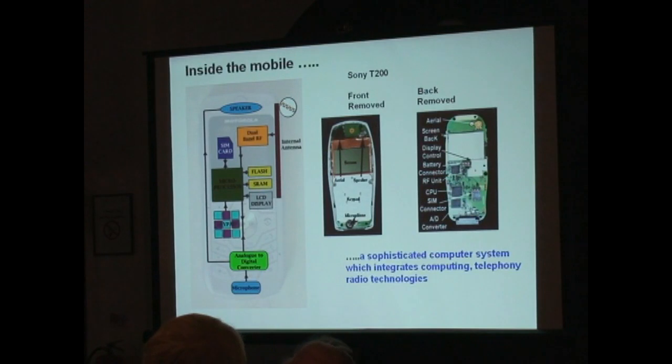I don't recommend you take them apart. We take some apart up at the universities, but they're only for demonstration purposes. This is what's inside a typical mobile. That's the Sony T200, a little bit dated now. But you only have to analyse the block diagram to see that what's inside today's mobile is a very sophisticated computer system that is integrating all these technologies that we've been talking about: computer systems, telephone systems, radio technologies.